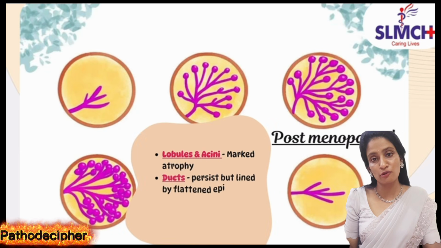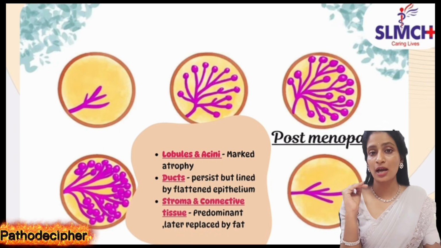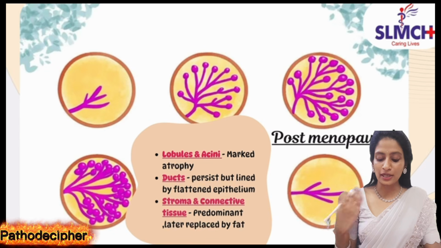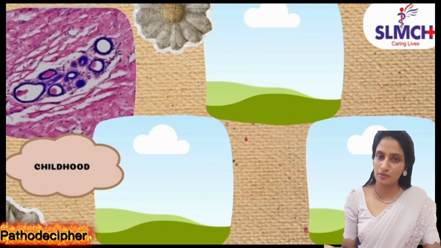So next, in the postmenopausal changes, due to hormonal influences, what will happen? There will be a marked atrophy of your lobules and ducts. Okay, and the connective tissue and fat will become more predominant. So with this rough diagram image, whatever is made, we will compare with the histopathology image.